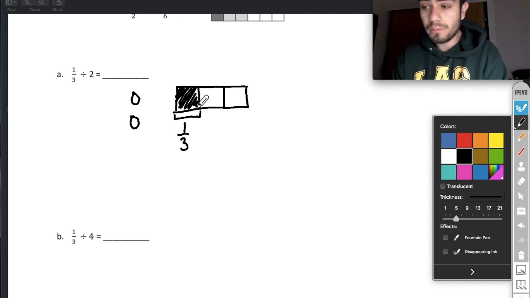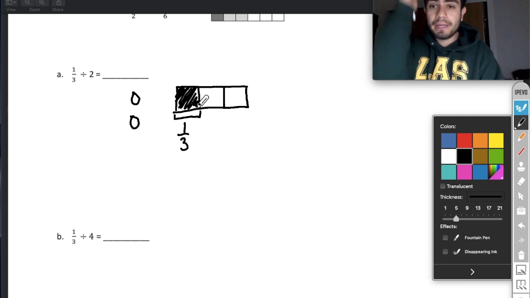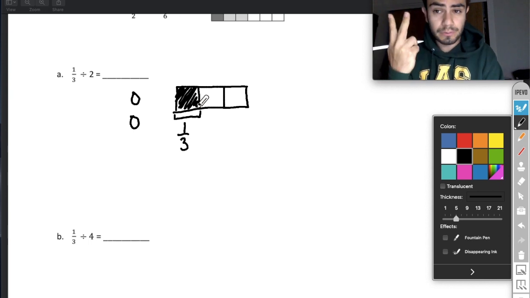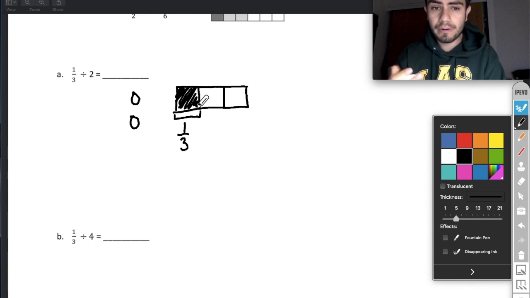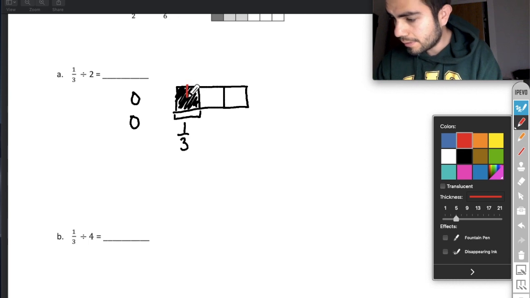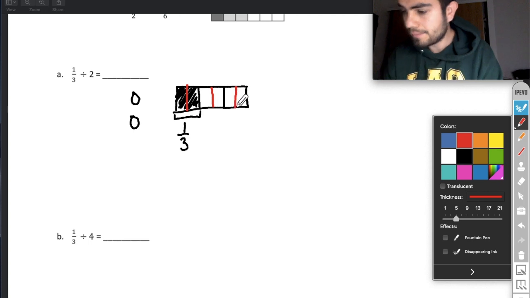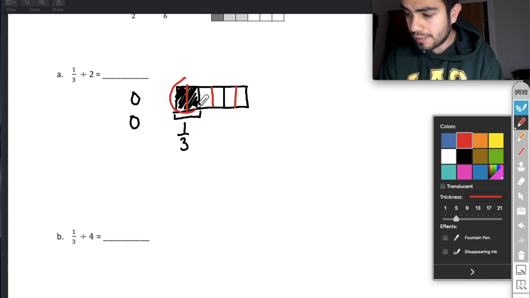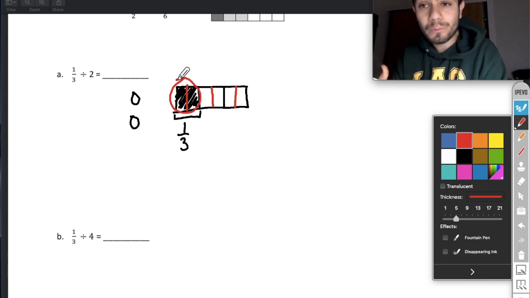But what I can do is I can cut each of those thirds in half. Okay, so into 2 pieces to share with these 2 or divide by 2. So let's do that in another color here. So cut that like that, cut that like that, cut that like that. Now, the only part that you're sharing is this one, because it's the only one that's shaded in. It's the only one that you want to share between 2 people.